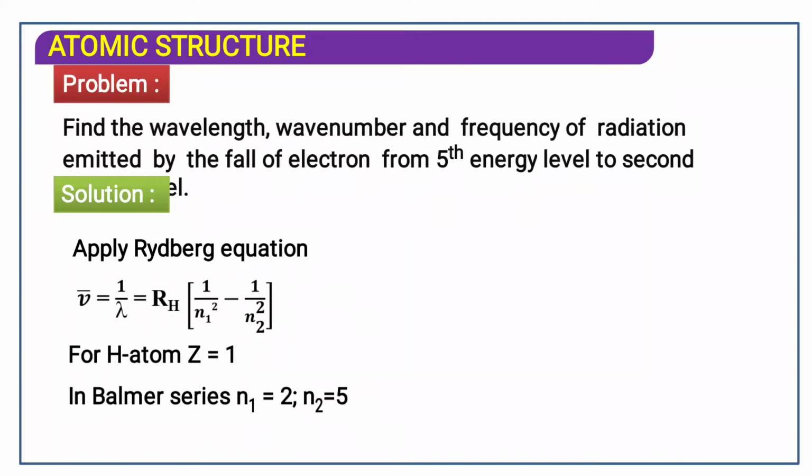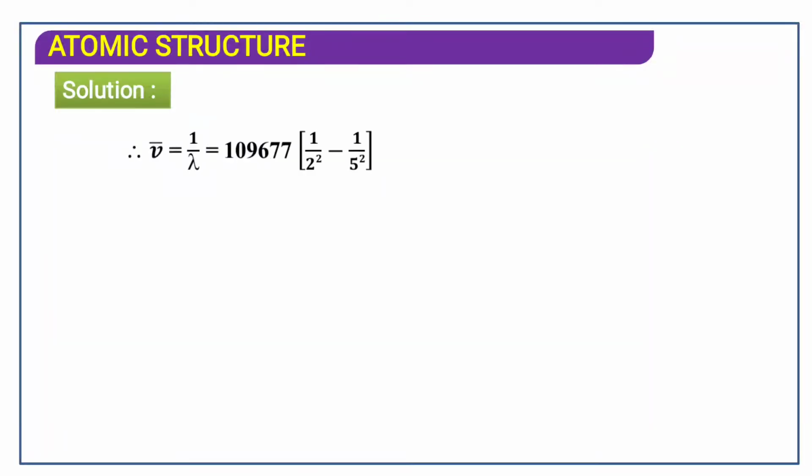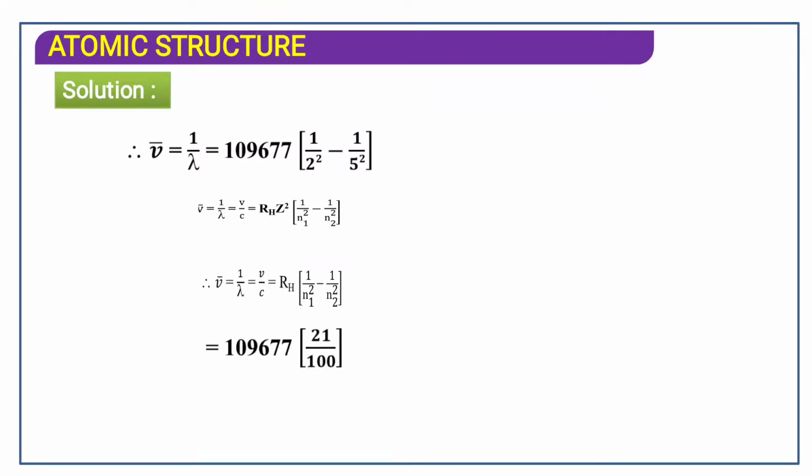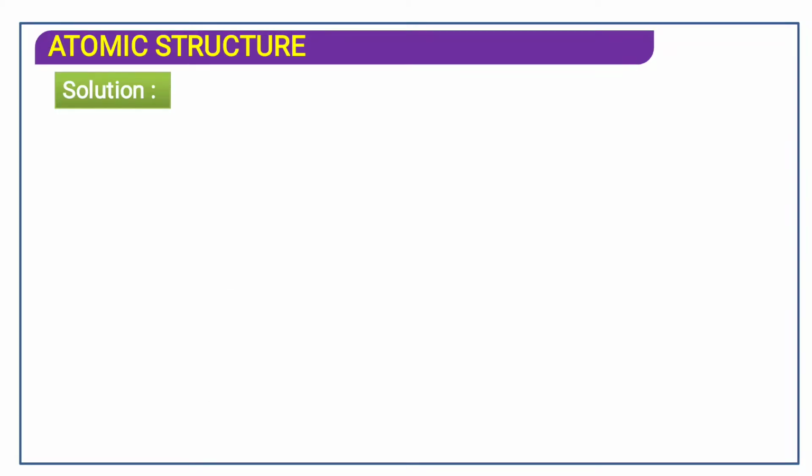If I talk about the Balmer series, they have said the electron falls from the higher energy level, that is 5, to the second level. And the Rydberg constant has been given as 109677. We saw in the previous lecture how to remember the value of the Rydberg constant. When you put the values here, 1 upon 4 minus 1 upon 25, cross multiply, 21 upon 100, that will be 0.21, and multiplying we get 23,032.17 per centimeter. That is the wave number.